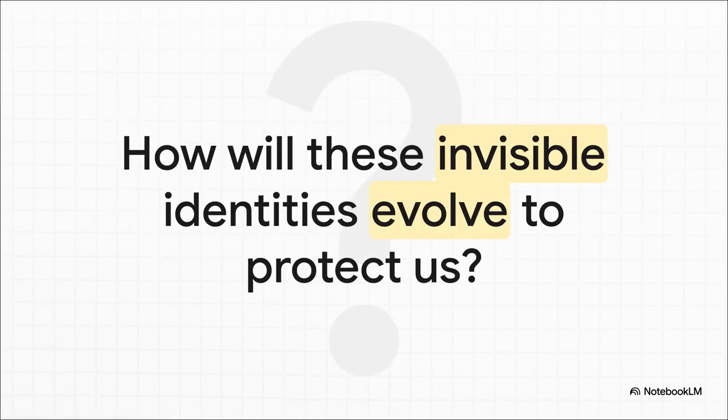Which leaves us with a big question to think about. As our digital lives get more and more complex, and we connect from more devices and more random places than ever before, how are these invisible identities going to have to evolve? How will our digital shadows get even smarter to protect us in a world where the line between a safe network and an unsafe one is basically gone?